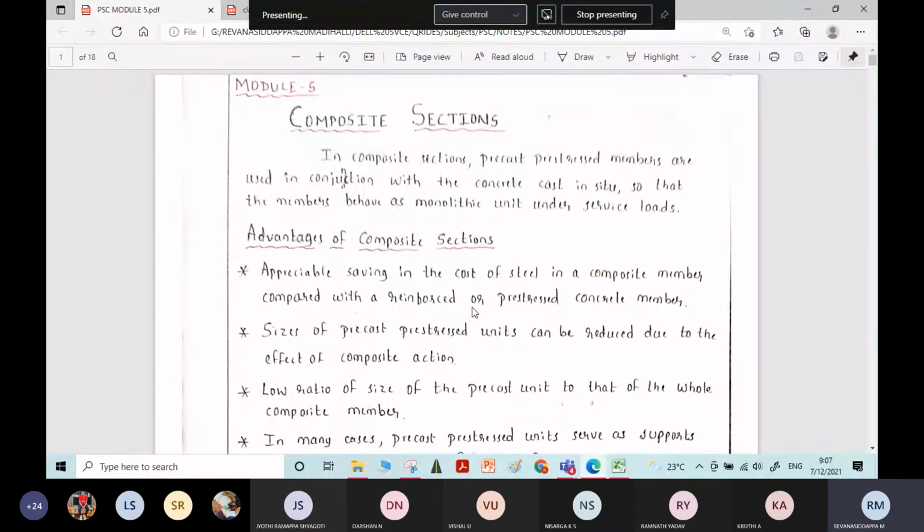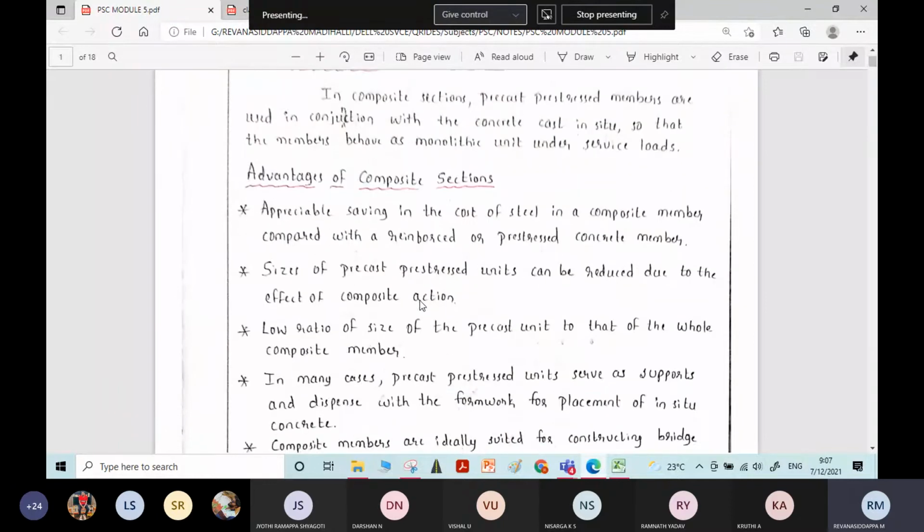The precast element will be cast in the casting yard and placed between the piers. Over that precast element, if you place the cast in situ concrete for casting the slab, then it becomes a composite member. 99% of bridges are constructed with this technology, the composite sections. These composite sections have some advantages compared to normal RCC or pure PSC construction.